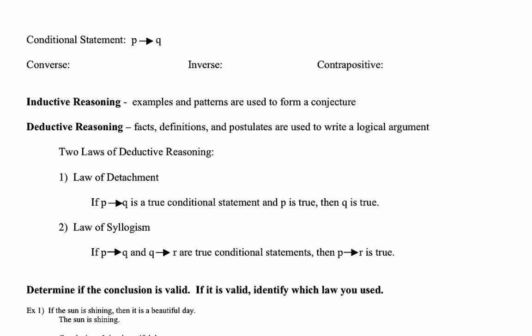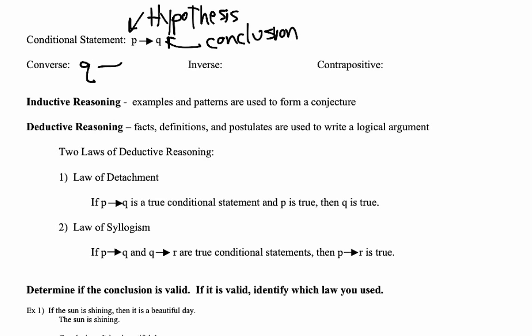Now, something that I didn't make very clear in your first video was sometimes you use letters P and Q to represent the hypothesis and conclusion. So the hypothesis is always the P, and the Q is referring to the conclusion. So sometimes you'll see these arrows. P leads to Q, or the hypothesis leads to the conclusion. So the converse would be the conclusion leads to the hypothesis.